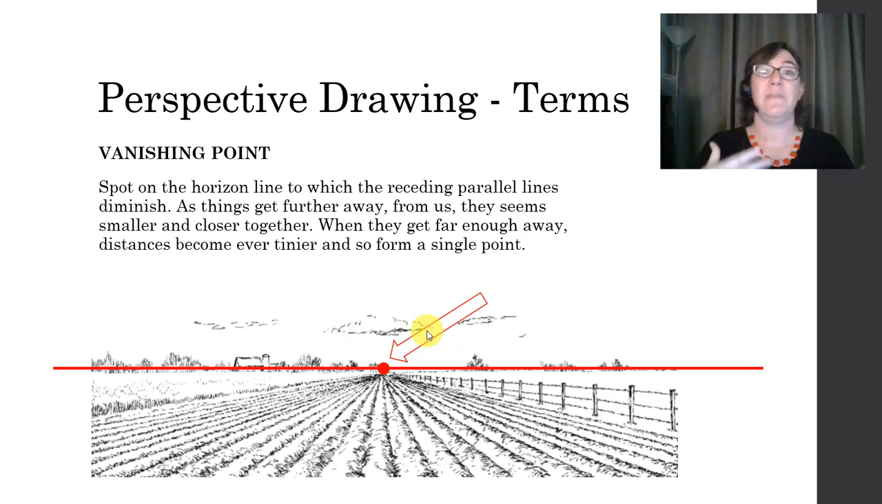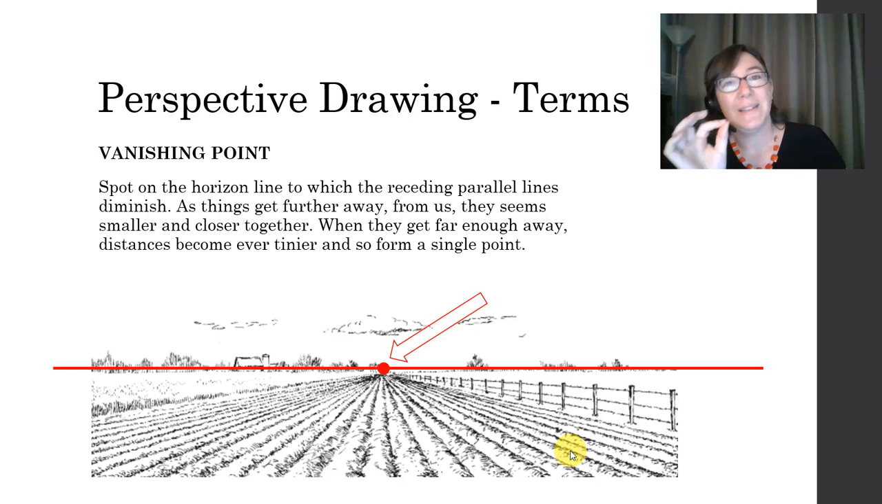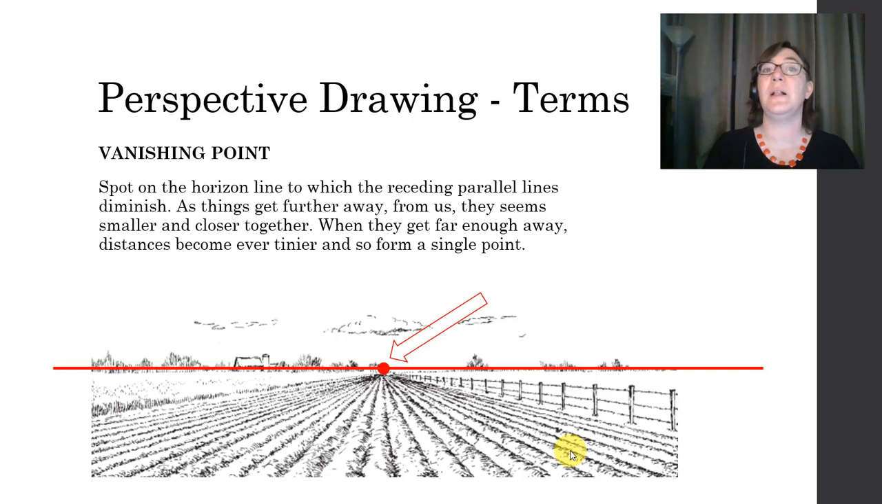Let's talk about a vanishing point next. The vanishing point is a spot on the horizon line right here to which all the receding parallel lines diminish. For example, these rows in the field and these fences. As things get further away from us, they seem smaller and closer together. And when they get far enough away, the distances become so tiny that they form a single point. That's the vanishing point.